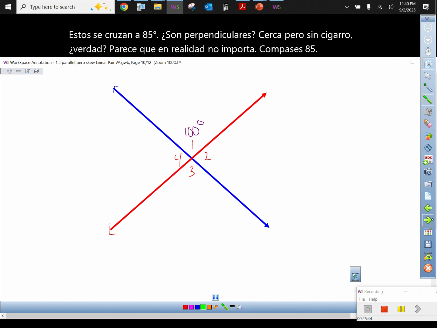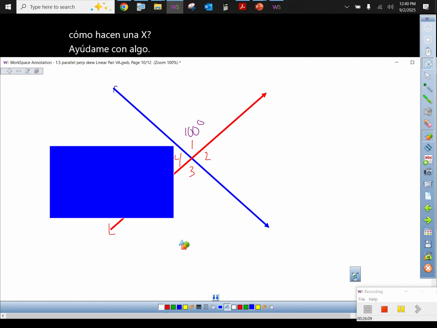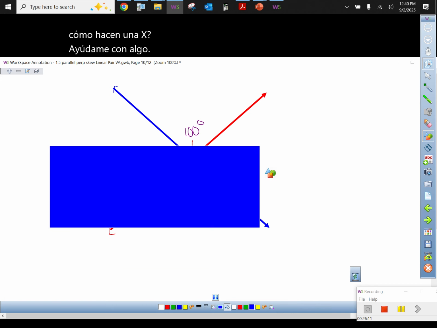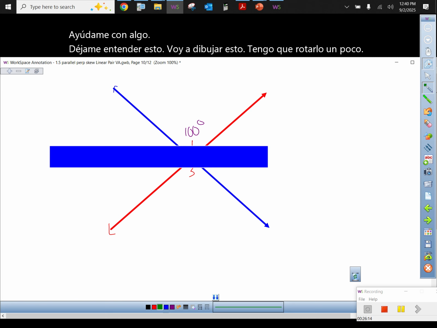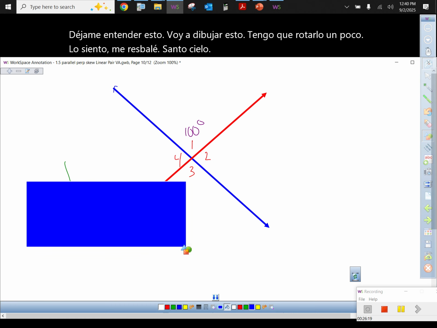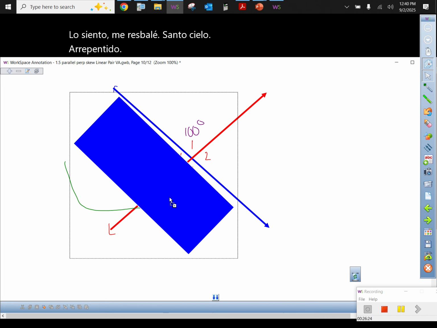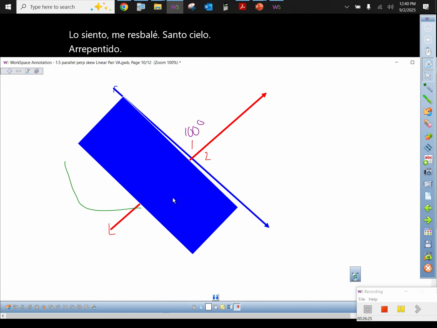And then lastly, bonus questions. Please check this out. Do I have a blue line and a red line? And they intersect at what I'm calling an X. Are you with me on how they make an X? Awesome. Help me out with something. Let me get this. I'm going to draw this. I got to rotate it a little bit. Sorry, that slipped. Let me redo that. Okay. Grab, rotate. I'm going to cover that up and discuss this question.